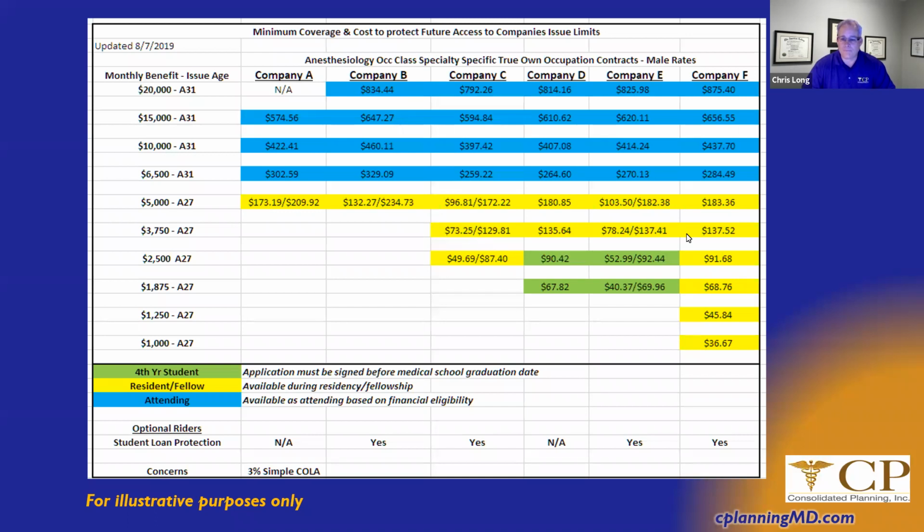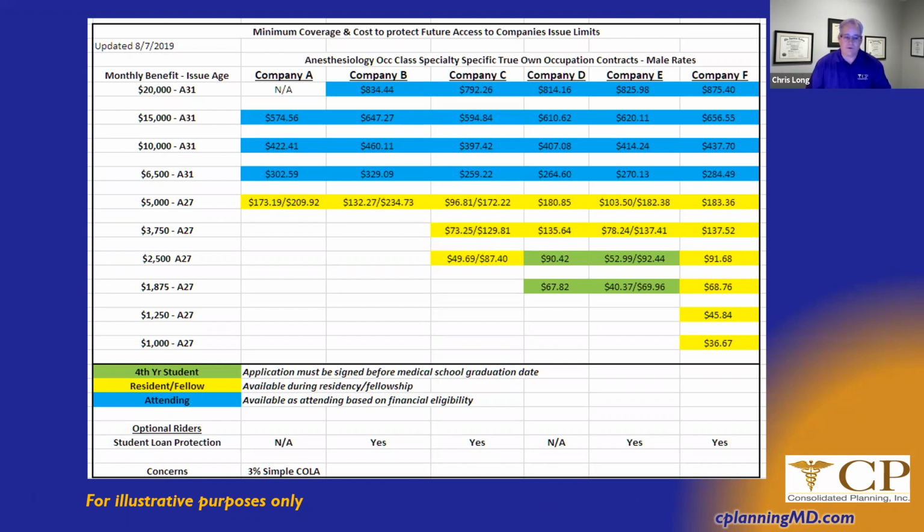Now, you'll see on here that there's a slash. And so some of these companies have two different premium options. Basically, what that means is those companies either offer a level premium or a graded premium. So graded premium just means it starts low and it's going to increase a little bit every year. Level premium starts higher but never changes. The coverage is the same.